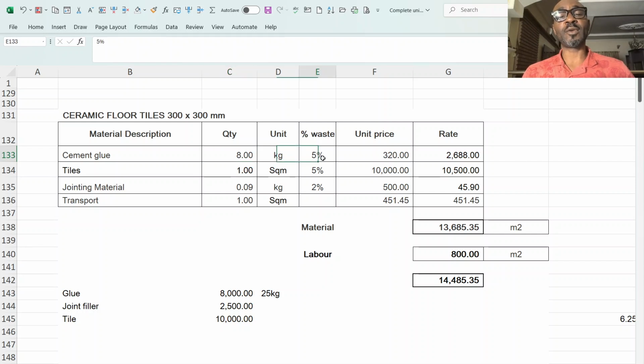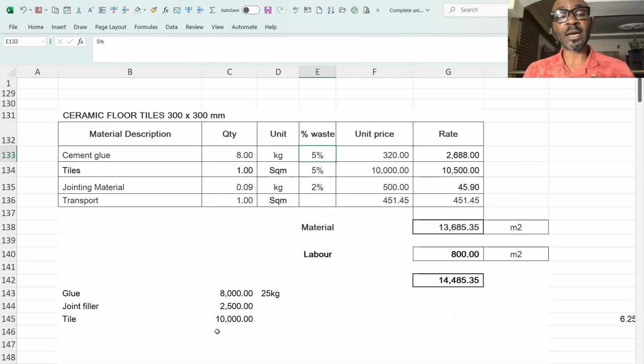Then you have 5% of waste, because of course when mixing the cement and when applying it, the tendency for wastages to occur is there. So you cannot shy away from wastages. You have a 5% wastage in addition to the 8 kg.